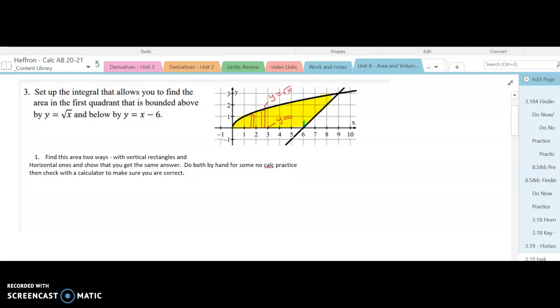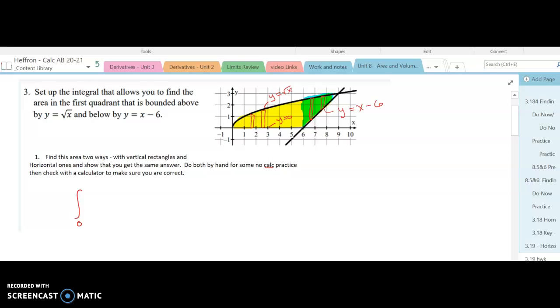For the first portion, but then over here in green, our height will be different. It will be from the upper curve to the lower curve, same upper curve, but the lower curve is no longer 0. The lower curve is now y equals x minus 6. So we're going to have two different integrals.